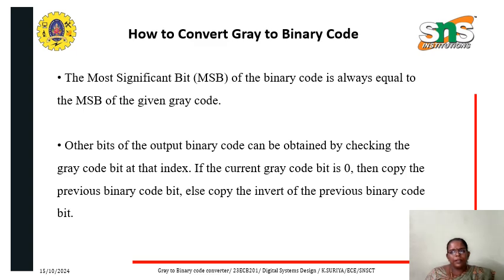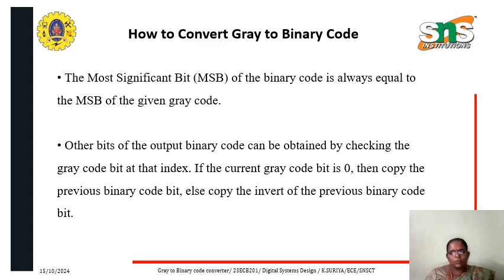The most significant bit of the binary code is always equal to the MSB of the given gray code. Other bits of the output binary code can be obtained by checking the gray code bit at that index. If the current gray code bit is 0, then copy the previous binary code bit, else copy the invert of the previous binary code bit. Gray codes are used in rotary and optical encoders, Karnaugh maps, and error detection.